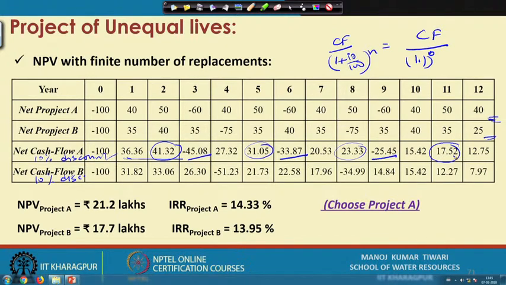We can get the discounted cash flow for project B as well, and now if we add this discounted cash flow, or see the total value, what we get is that the net present value of project A is 21.2 lakhs, while for project B it is 17.7 lakhs. So, if you recall, we had a net present value earlier of around 7 point something for project A and 8 point something for project B. Project B was having higher net present value, while project A was having lower net present value.